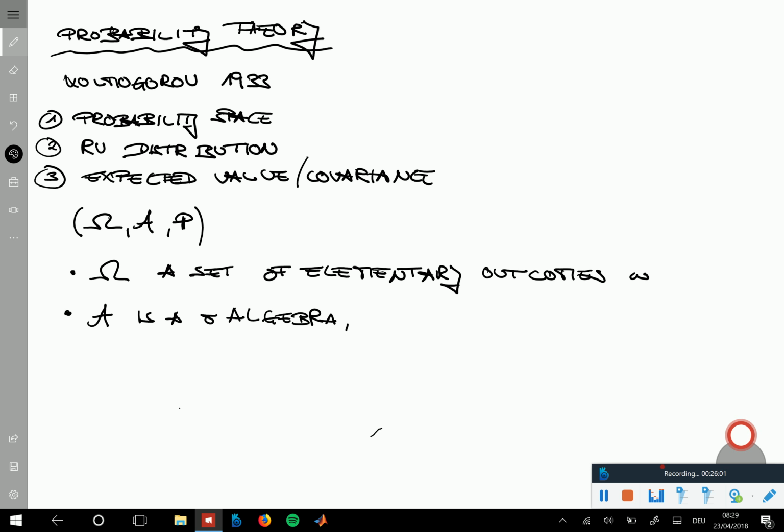Well, a sigma algebra is a set with the following properties. Omega is in this nice A. So that says just that omega is a set in the sigma algebra. Maybe I should add at this point that the sigma algebra is a set of sets. So there are a lot of sets in this sigma algebra.